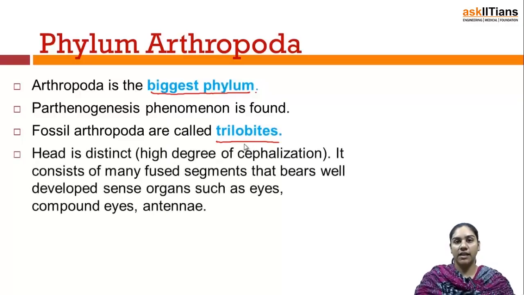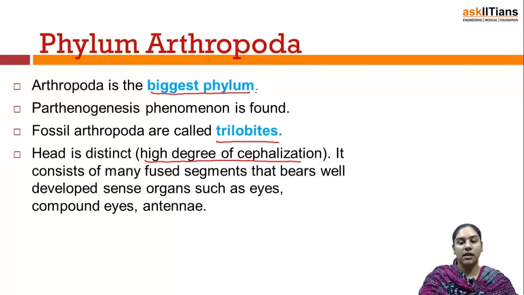A high degree of cephalization is found in the phylum Arthropoda. So there is a distinct head on the anterior portion of the insect. It consists of many fused segments that bear well-developed sense organs, and the sense organs include eyes, compound eyes, and the antennae.